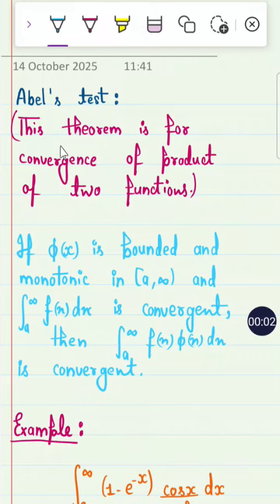Hello students, today we have discussed Abel's test. Abel's test is for convergence of the product of two functions. Let us define phi x as one function and f x as the other function.